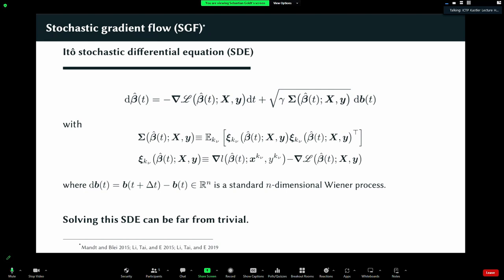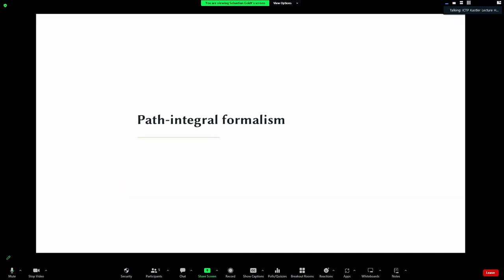And of course, this is time. We have a diffusion matrix which depends on the state itself. Of course, solving this is not trivial. We are interested in how to analytically treat this state dependence in the context of stochastic gradient flow modeling. And then we have proposed this path integral formalism.